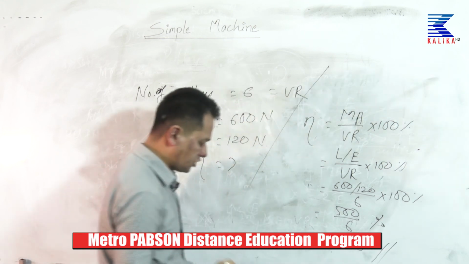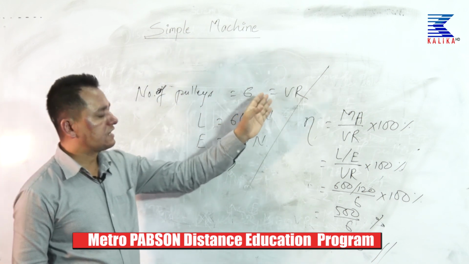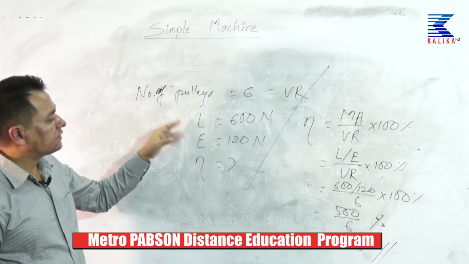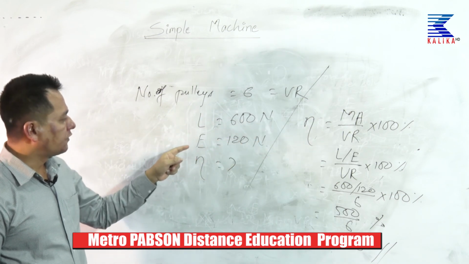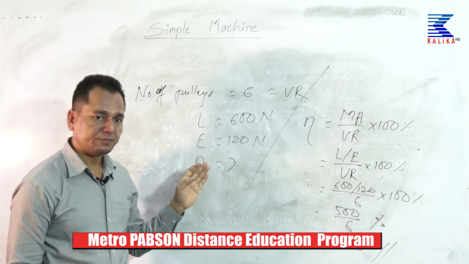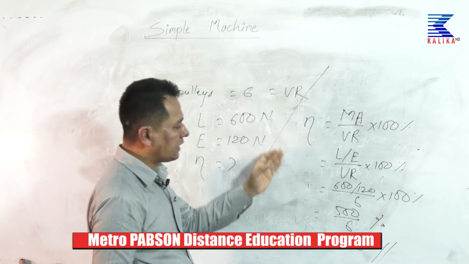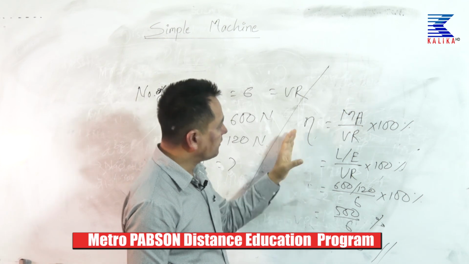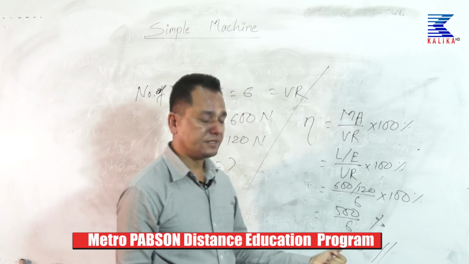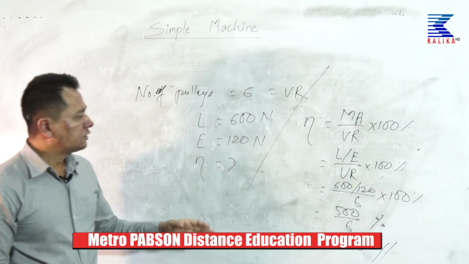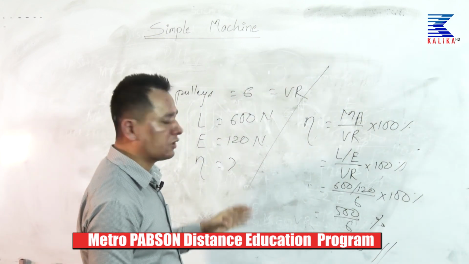This is the efficiency of this pulley system, where number of pulleys is 6, and to overcome a load of 600 Newton, effort required is 120 Newton, right? So if such parameters are given, we can easily find out the efficiency of the particular pulley system, and it has come to be 83.33%. So this is how we can solve some numerical problems related to pulley system.